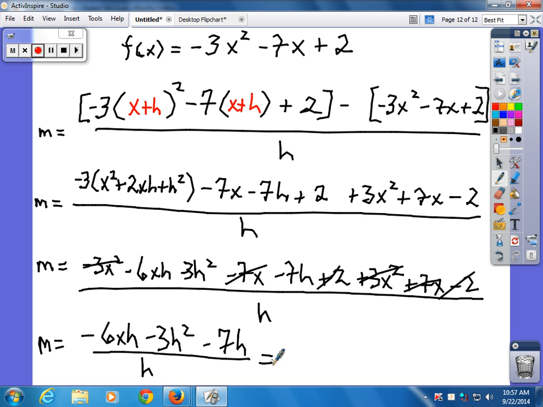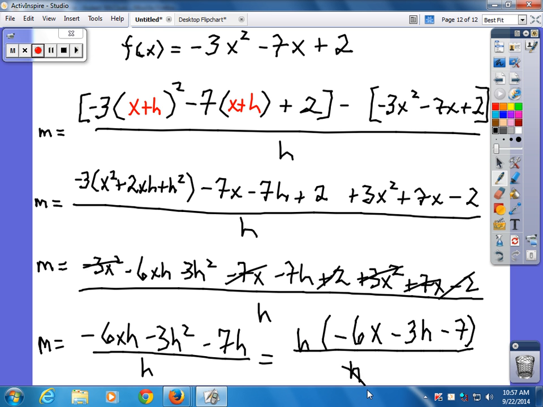So negative 6, or pull your h out. You can pull a negative h out, it's still going to be the same. I'm going to pull just the h because I just want to cancel the h. Okay, h, and that's going to give you negative 6x minus 3h minus 7 over h.